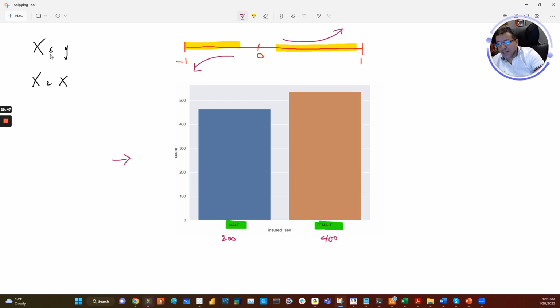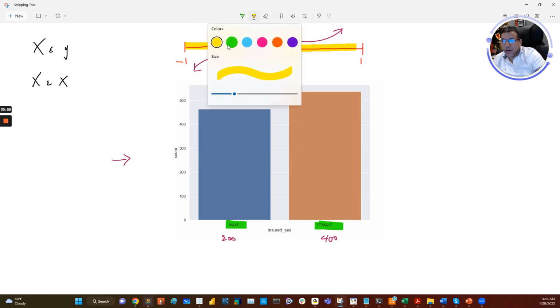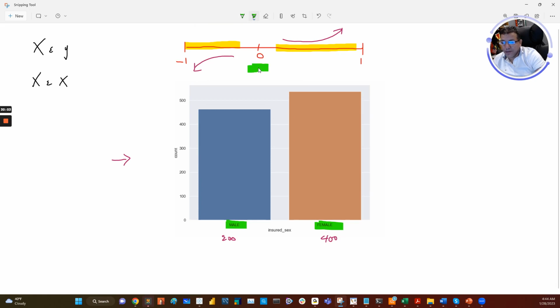For X and Y, X and X is the opposite. We are going to keep features with very low correlation. So for X and Y, anything that is in the yellow area, we are going to keep, and we are going to remove anything in the green. And for X and X, we are going to remove anything in the yellow area and keep only the green.